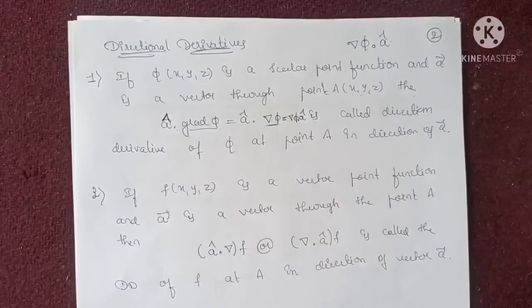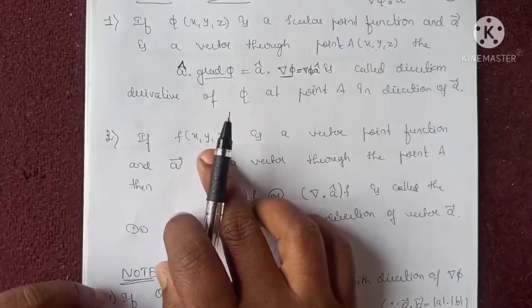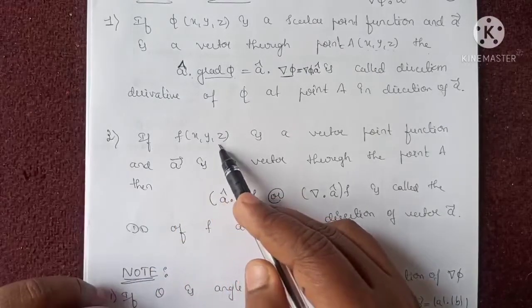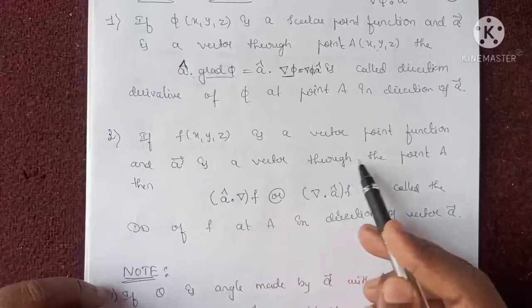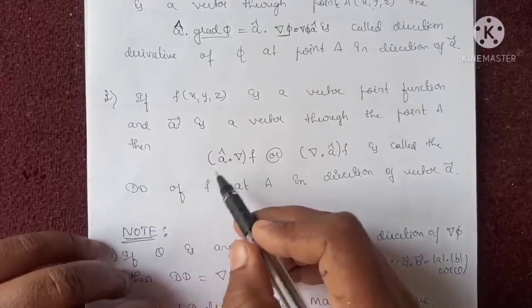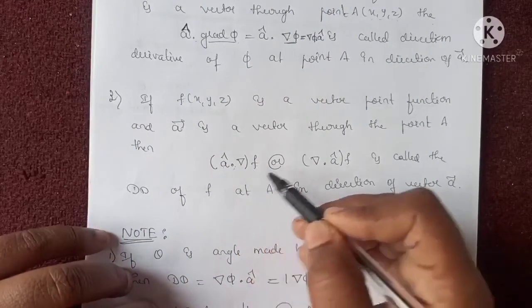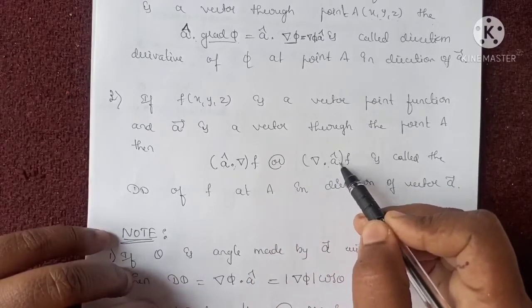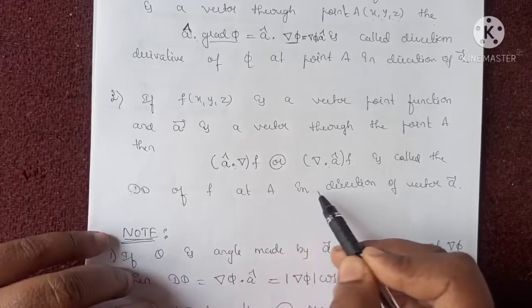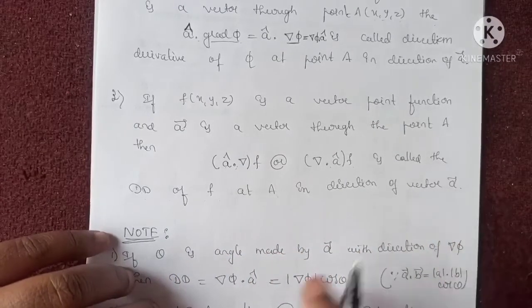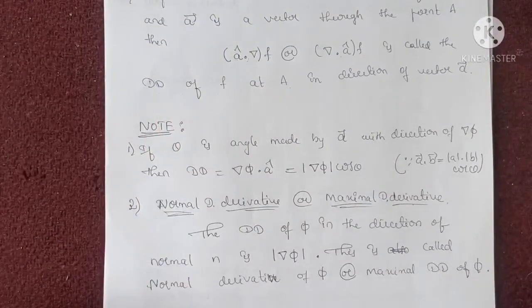Similarly, we define a directional derivative for a vector point function. Suppose f of x, y, z is a vector point function and vector a is a vector through the point a, then a cap dot del into f, or del dot a cap into f, is called the directional derivative of f at a in the direction of vector a. Note, on this directional derivative we have some notes.